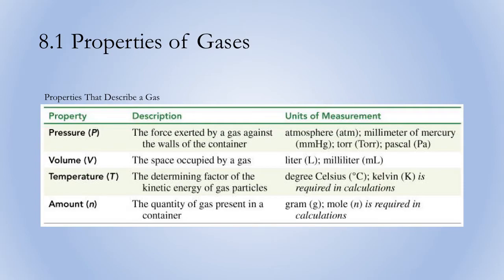Pressure, again, is force exerted by a gas against the walls of the container per unit of surface area. The units there would be atmospheres, millimeters of mercury, torrs, pascals, PSIs as well. Bars is another one you might see. Volume is measured in milliliters or liters. It's the three-dimensional space occupied by a gas. Temperature is the determining factor of the kinetic energy of gas particles, measured in Celsius or Kelvin. Kelvin is required in calculations, as it says. The amount of the gas is measured in moles. We can measure the amount in grams, but it has to be converted into moles when doing calculations.